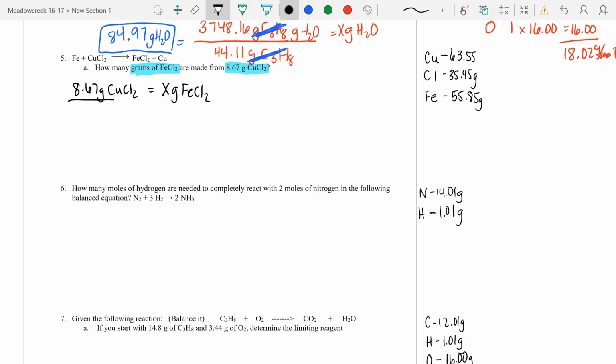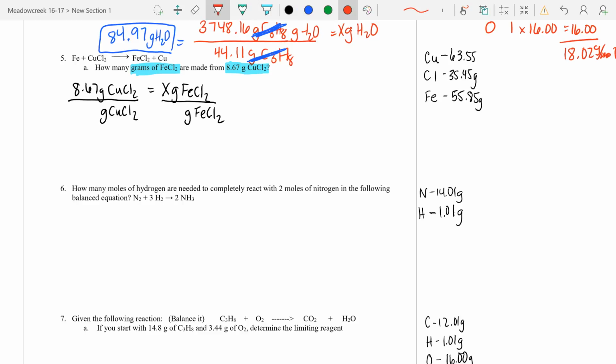Step 3 is to bring it on down. So we bring our grams of copper chloride down from the top. We bring our grams of iron chloride down from the top. Step number 4 requires that we put our number by our unit. And so that means we're going to need to calculate molar mass because I see grams on the bottom.